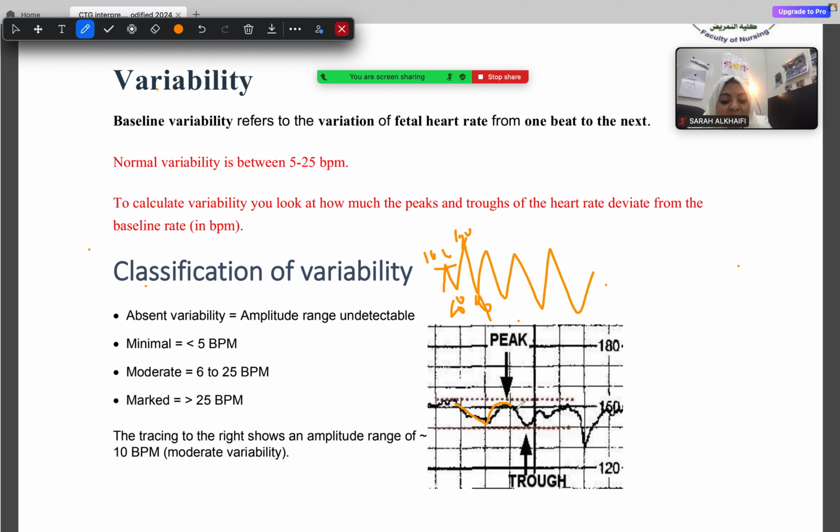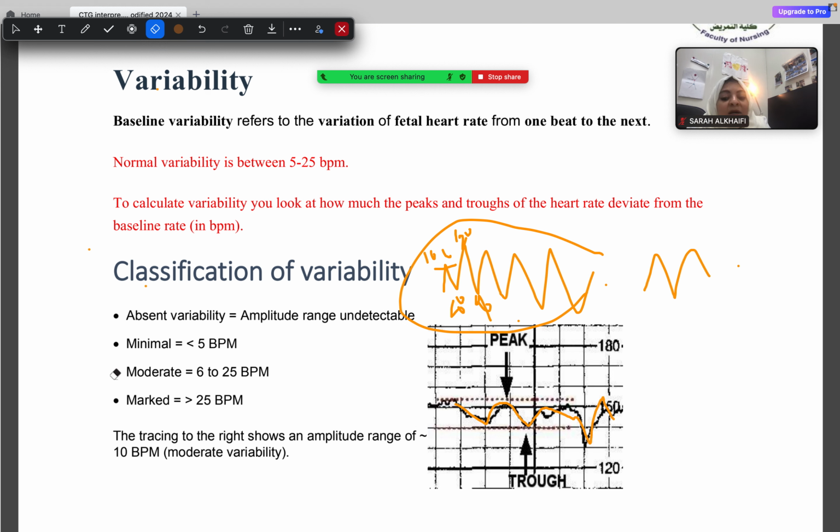The reading is changing ups and downs. So the variability actually is a good sign to have moderate variability, when the changes range between 6 beats to 25 beats. We like to see this. This is a reassuring sign.